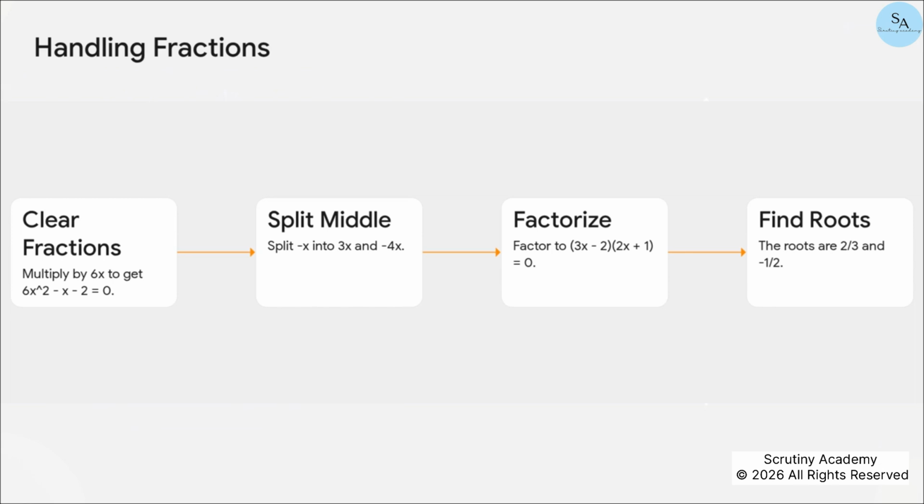So, multiply 6 and negative 2 to get negative 12. What factors of negative 12 add up to negative 1? Positive 3 and negative 4. We split that middle term, group them up, and our factors reveal our roots are 2/3 and negative 1/2. See, fractions are absolutely nothing to fear once you know how to sweep them out of the way.